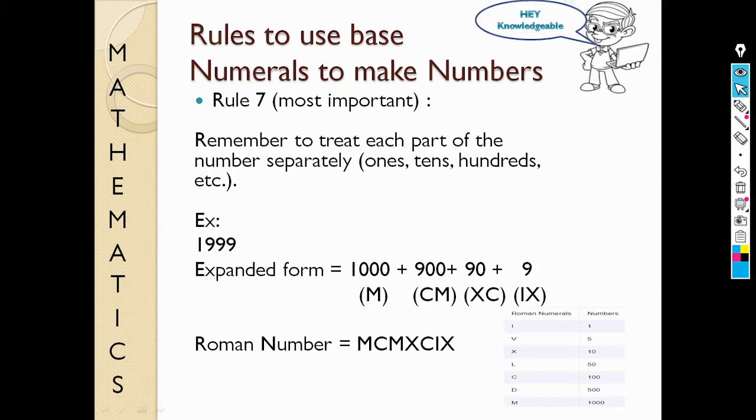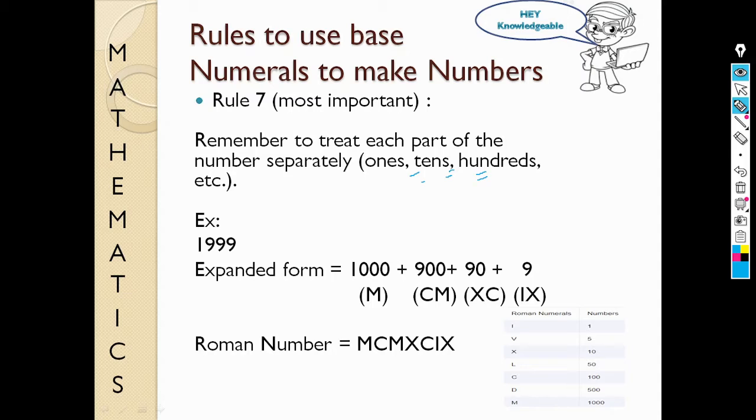So coming to rule number 7, I think this is one of the most important rules. It tells how to convert a given number into a Roman number. Treat each part of the number separately, like ones, tens, and hundreds. After treating each of the places, you combine them together to get the final Roman number.